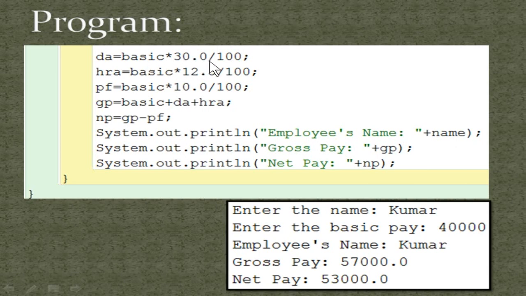So basic into 30.0 divided by 100, that will be the DA value, and HRA equals basic into 12.5 divided by 100, that is 12.5 percentage, and PF will be basic into 10 divided by 100, that will be the 10 percentage of basic which will be stored in PF. Then finally you are going to add basic, DA and HRA and store it in gross pay, and finally subtract the PF value from gross pay and store it in net pay. Now finally you are going to display the output, which has the employee name stored in the variable name, then gross pay stored in GP, and finally net pay stored in NP, and then close both the curly braces.